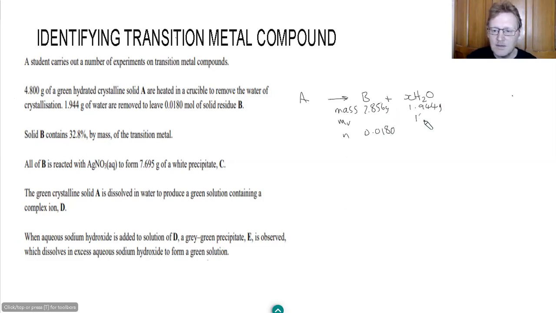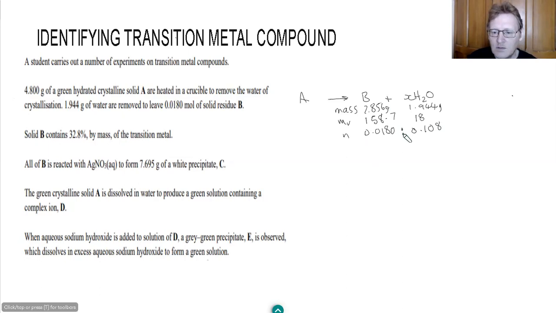Mr of water we know is 18, so we can work out the Mr of B there. 2.856 divided by 0.018 is 158.7 to 1 decimal place. And the moles of water there would be 1.944 divided by 18, which is 0.108.